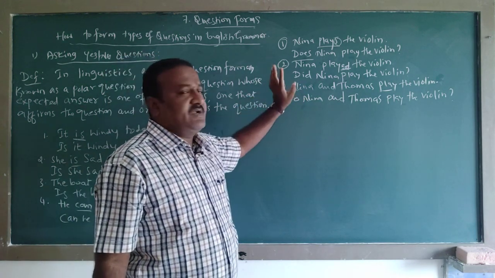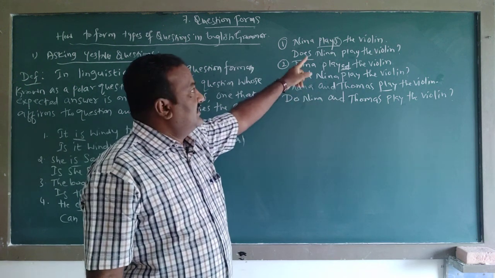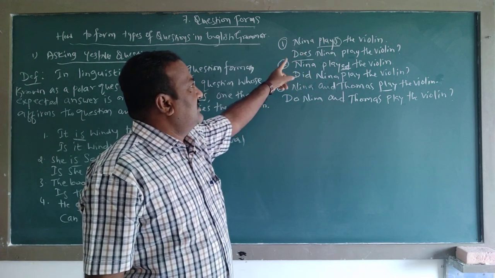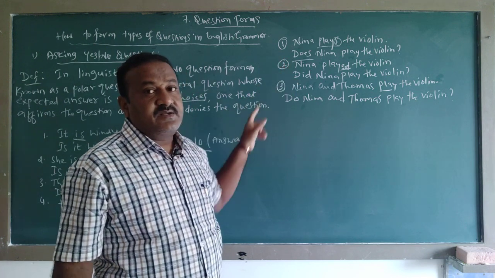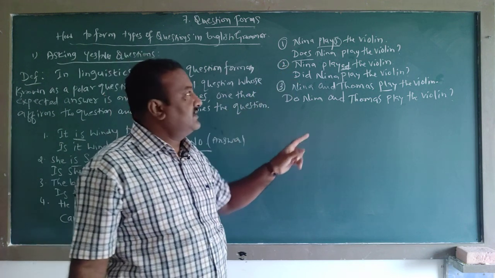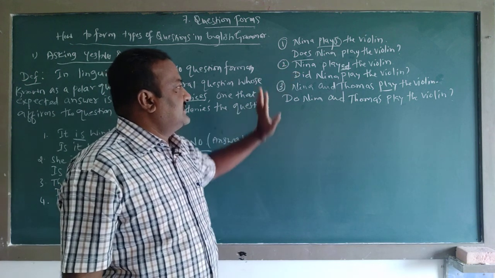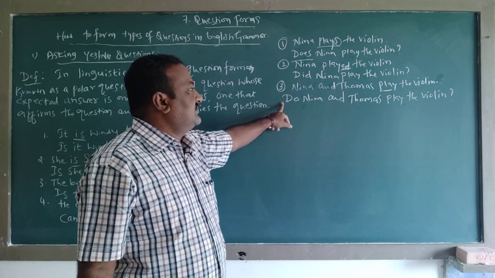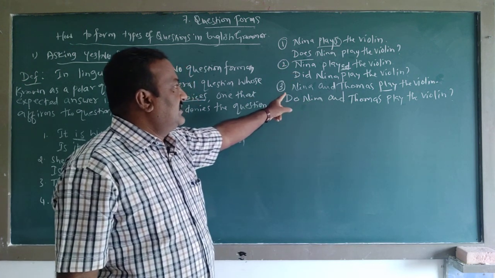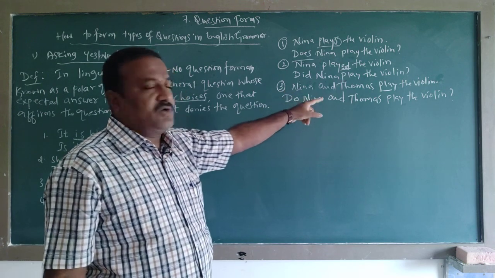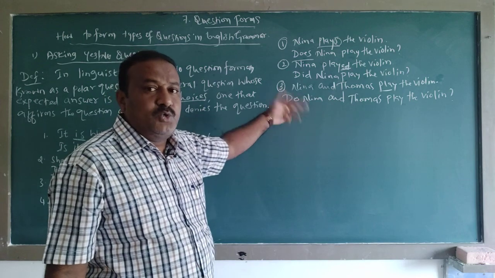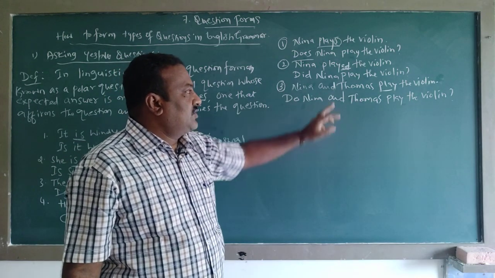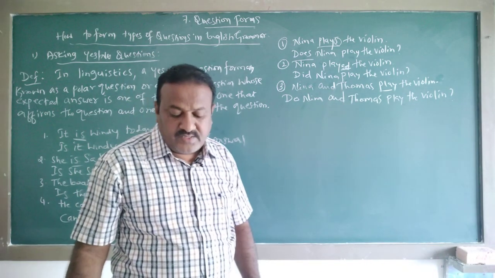Second one, did we have taken. There, play is there. Subject one means one person, singular or plural, that is also very important. And place, does. In this third one, Naina and Thomas, the verb is play. So which one will come? Do. Do Naina and Thomas play the violin?